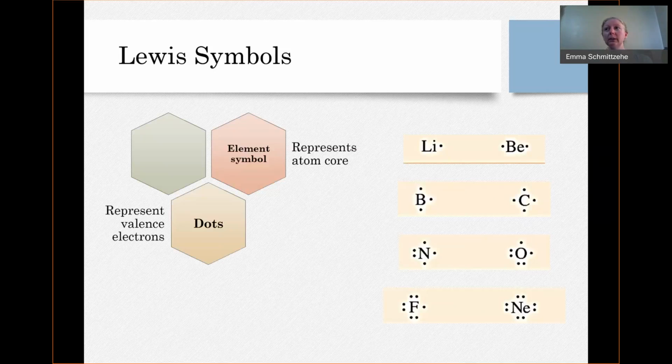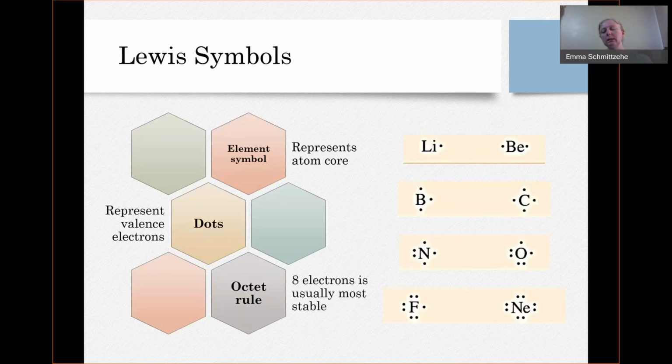Now, occasionally when you're doing structures, you might end up with one element that doesn't have any dots around it, say when you have an ionic compound, but in that case it's going to have some sort of charge on it. But in general, you're always going to have at least some dots around your element symbol, at least if you're dealing with a neutral atom.